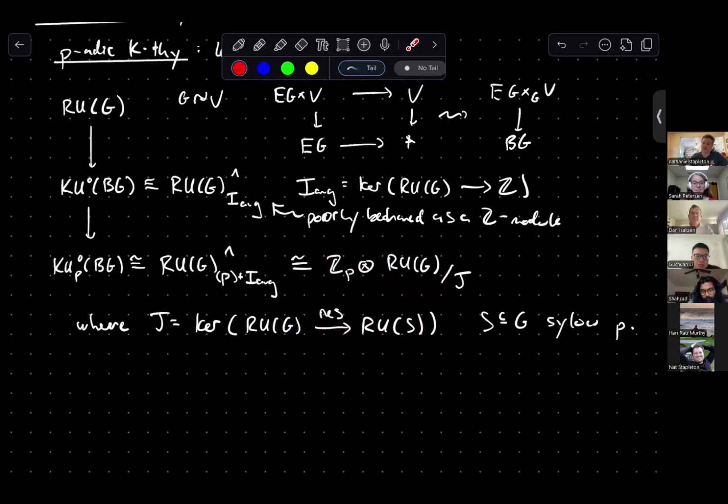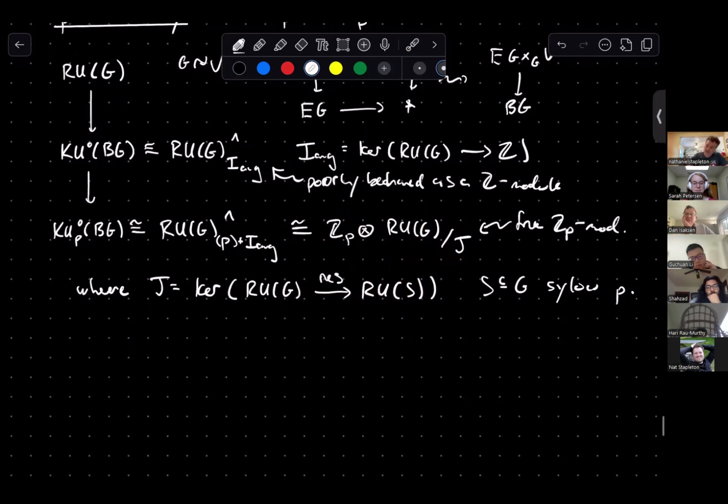And so I end up with a free ZP module. So this is a free ZP module. And that's an indicator that we've sort of found the right thing. In fact, we can say exactly what its rank is.